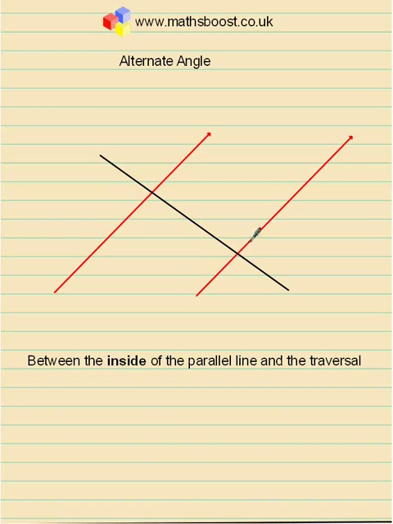I'm going to draw a line between the inside of the other parallel line and the traversal. And again, the alternate angle theorem will say that the angle between the inside of the other parallel line and the traversal will be the same on the alternate side. So since this is on top, we'll go underneath. And these will be the same.